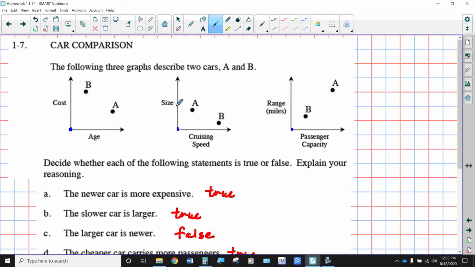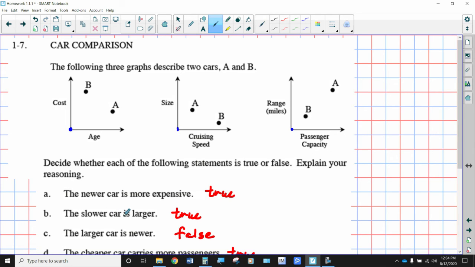Here, A is the bigger car, B has the faster cruising speed. And here, B has the fewer capacity for passengers than A, but A will go further. That's the range, how far it can go. So the newer car is more expensive. Is that true? Car A is older than B. So is B more expensive? Yes, that's a true statement.